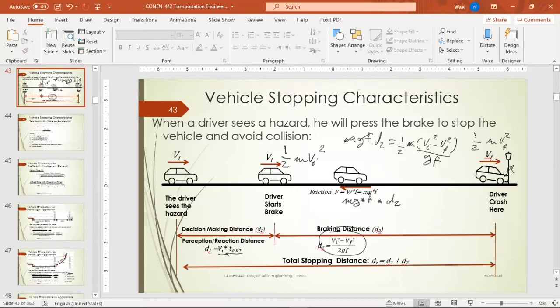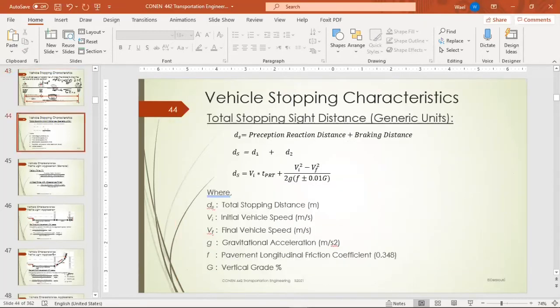But if there is a slope in the road, that means there is a grade in the road, then there is another factor. That's assuming that G percent equals zero. If there is a grade, that means this road is going up or going down. This will be added to the numerator here. So the general form is basically perception reaction distance plus braking distance. That's the stopping distance. And here, this is the general form for the vehicle stopping distance.